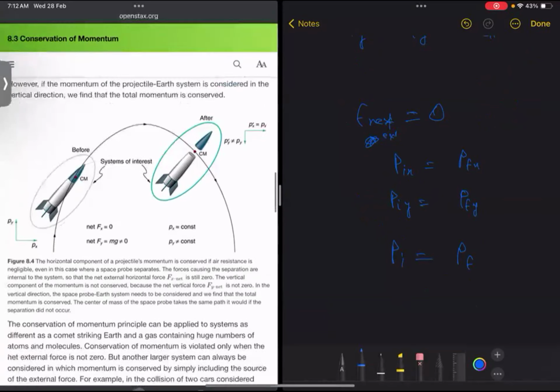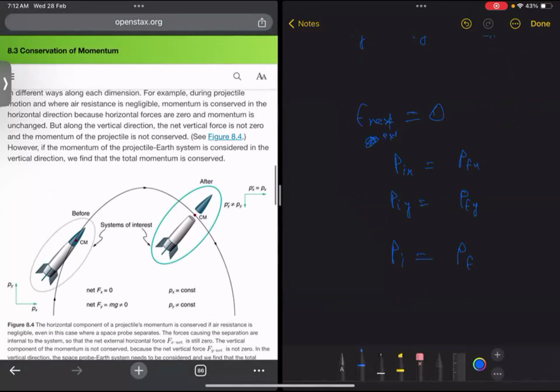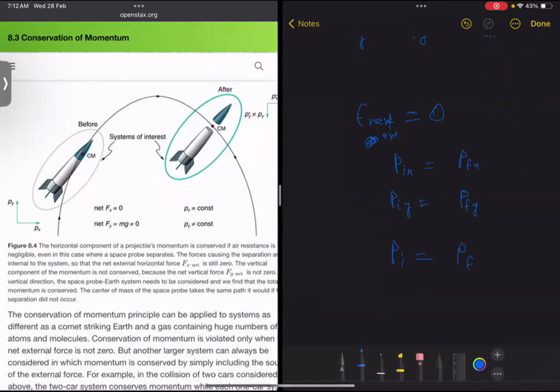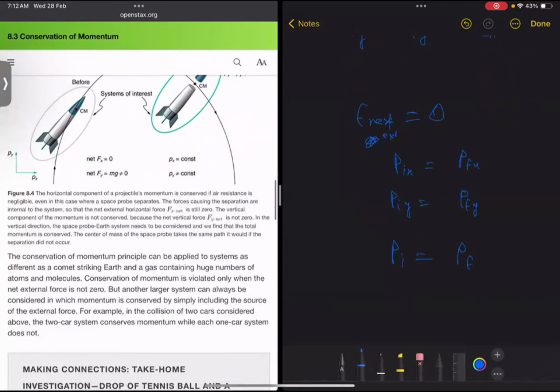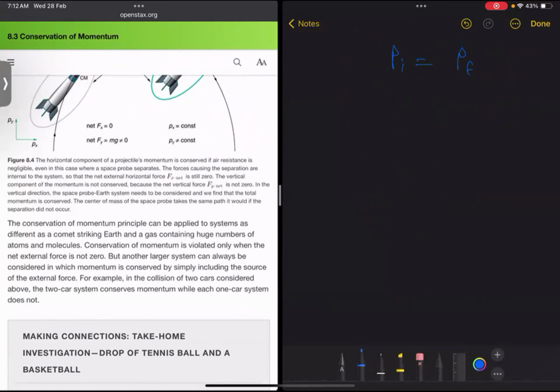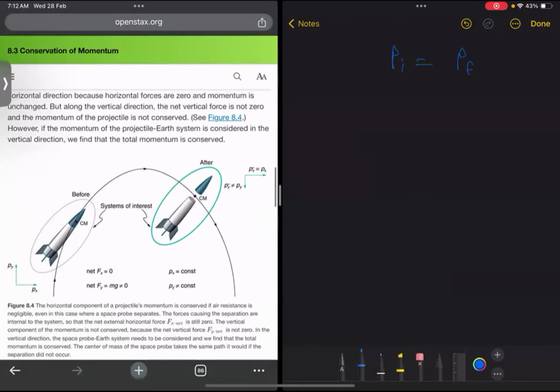So this is an example. Would you like to see this example, or would you like to go on to collisions? Collisions. Okay, perfect, because I think you know these things.